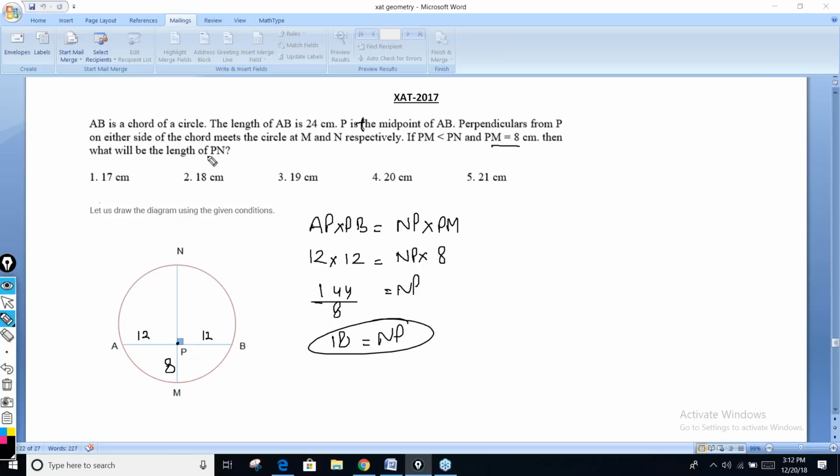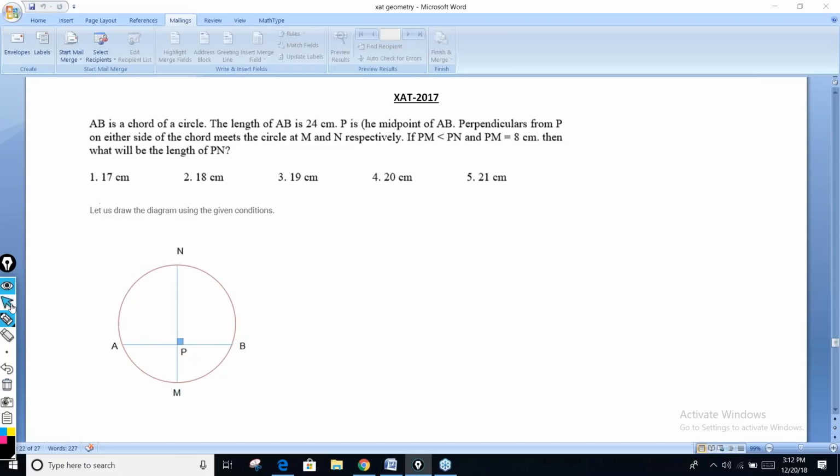So that is the answer. The length of PN or NP is equal to 18 centimeter. So single line answer if you know the property of intersection of chords. Come to the next one.